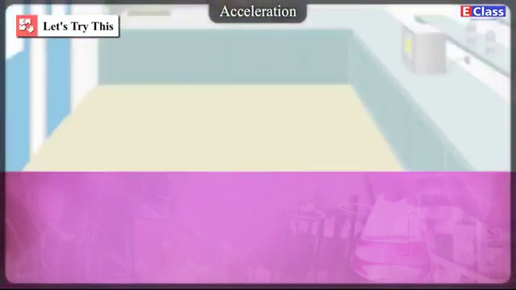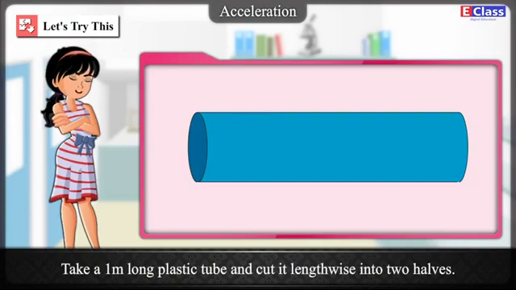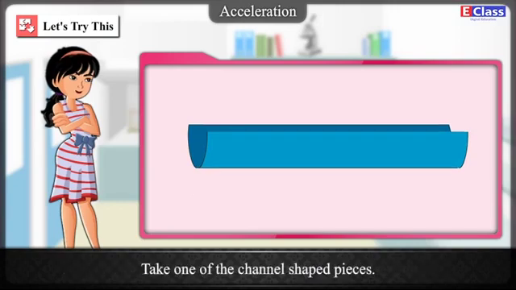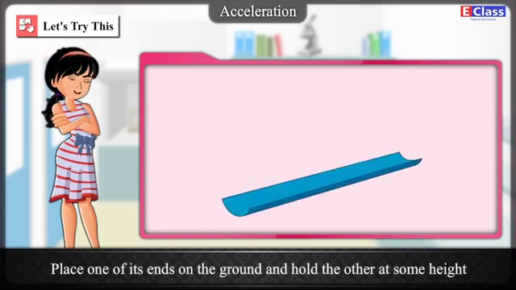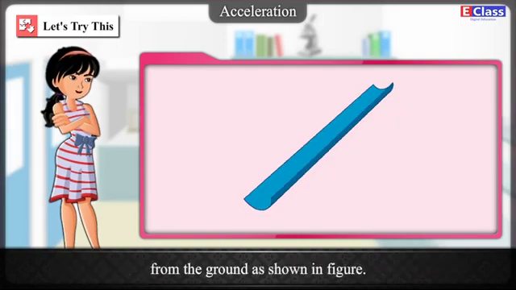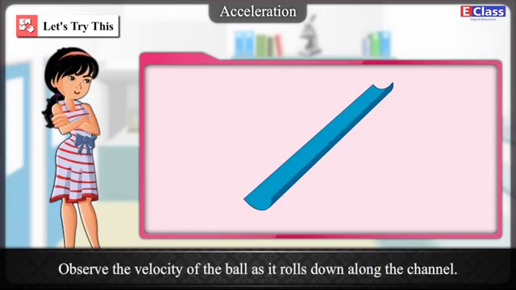Acceleration. Let's try this. 1. Take a 1 meter long plastic tube and cut it lengthwise into 2 halves. 2. Take one of the channel-shaped pieces. Place one of its ends on the ground and hold the other at some height from the ground as shown in figure 3. Take a small ball and release it from the upper end of the channel.